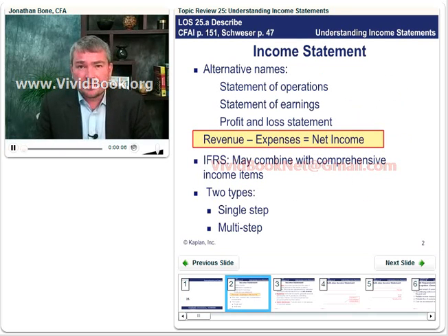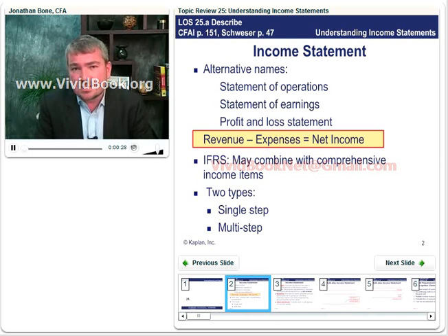Okay, straight into our first learning outcome that asks us to describe the components of the income statement. Now, first of all, let's just be aware of some alternative names they could throw at us in the exam that just mean income statement. It could be called the statement of operations, could be called the statement of earnings, or alternatively the profit and loss statement, which tends to be more common in Europe.